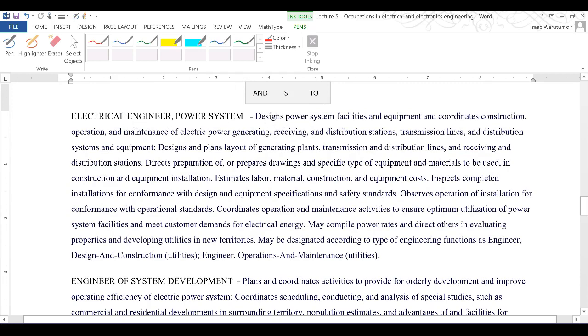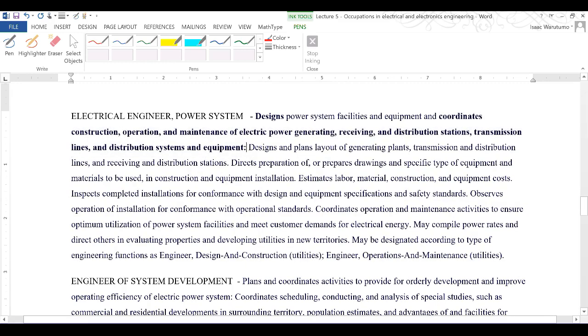So we say that this engineer designs power system facilities and equipment, and coordinates construction, operation, and maintenance of power generating, receiving, transmission, and distribution systems and equipment. Remember we talked about the three phases of power production and distribution: power is generated first, then it is transmitted, and then distributed. So we talk about distribution stations, transmission lines, and distribution systems like transformers and equipment. That is the work that a power systems engineer does.